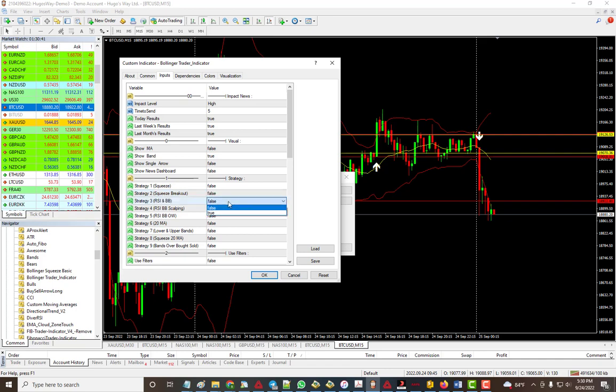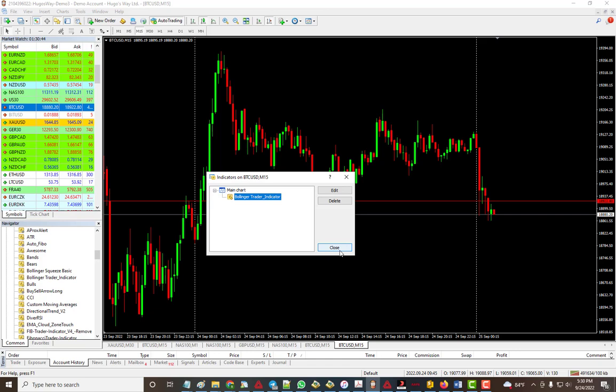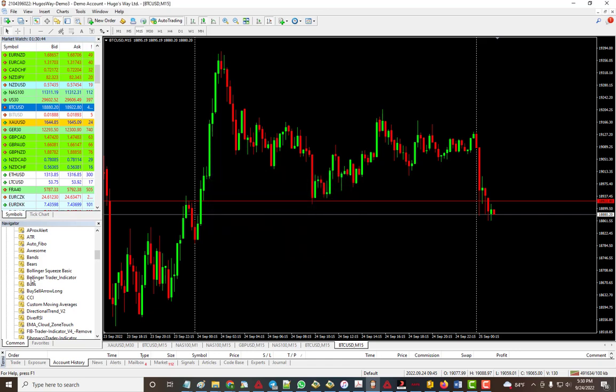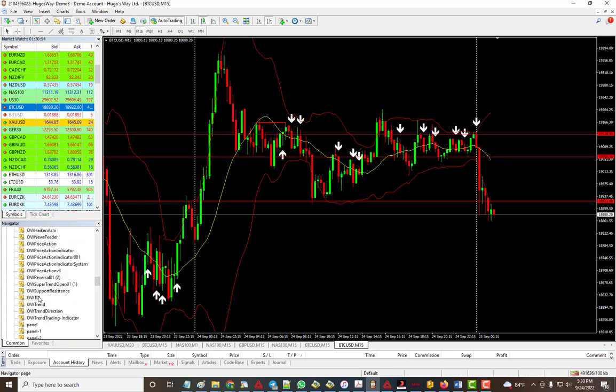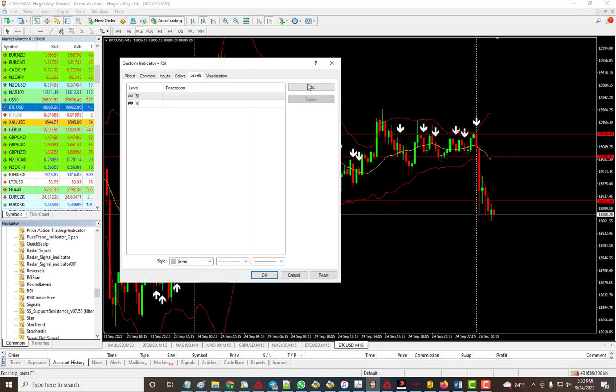The third strategy we use in combination with RSI. So let me find the RSI and I'll put it also on the chart. Again, you can find the RSI on your MT4. I'm going to add 50 on there. Click OK.